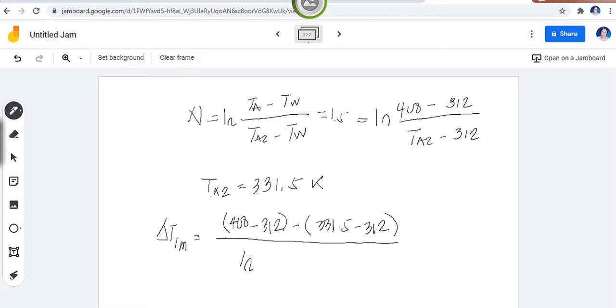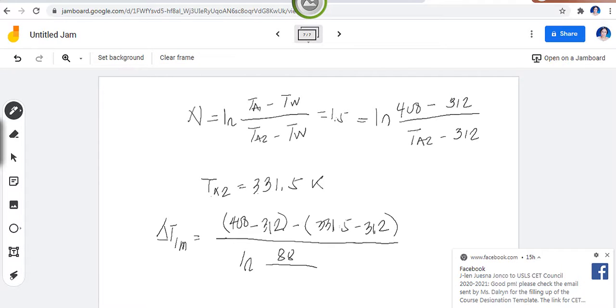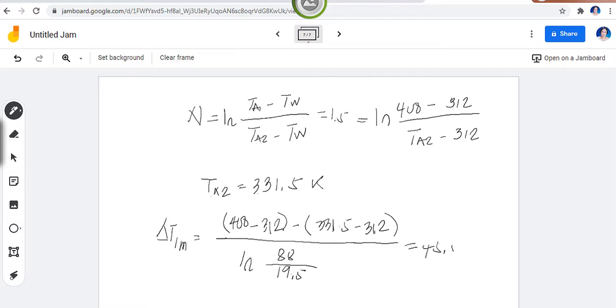So we have the ln of, in this case, this would be 88. And we have 312, so that would be 19.5. So this one, 312, to make it 330, that would be 19.5. Okay? Now, you will have a delta T log mean of 45.5 Kelvin. Okay, for delta T log mean. So now we have taken care of the delta T log mean.